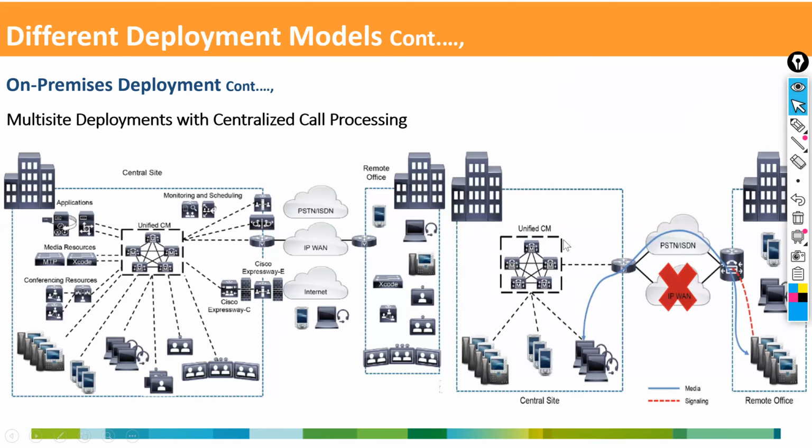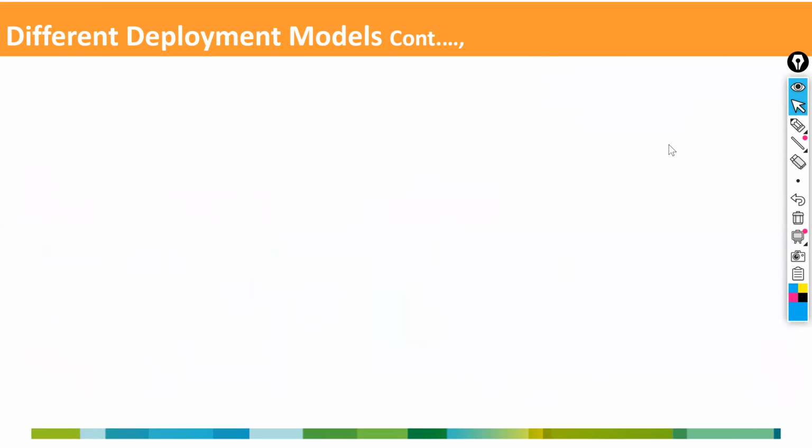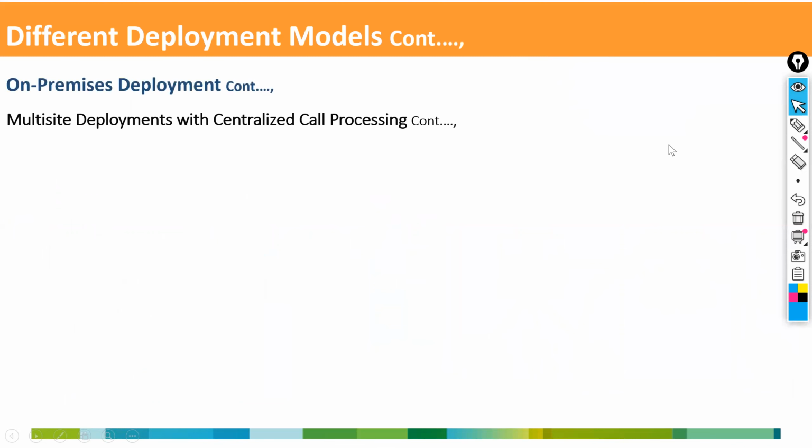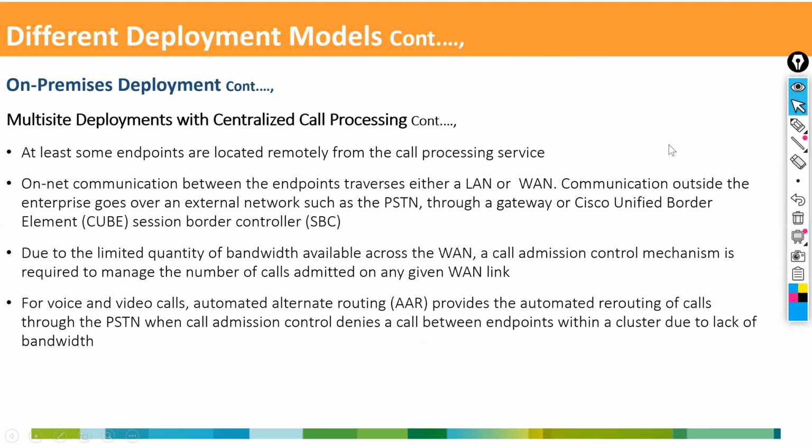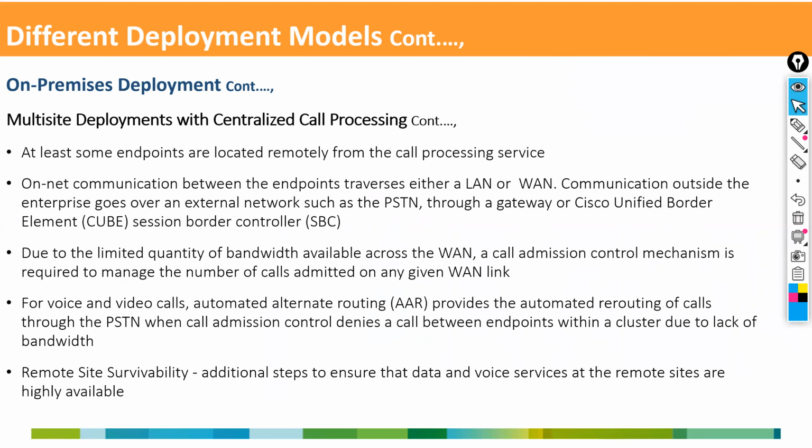Here, if the headquarter to branch office IP WAN goes down, the call will automatically be routed to the PSTN. But before that, the branch office IP phones will get registered to the local gateway in SRST mode. Same thing. I'm just skipping this one, only some bullet points here. That's why remote site survivability is required. Why? Because if the WAN goes down, even all the phones go down.